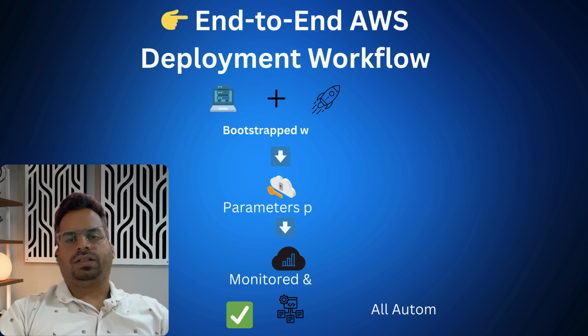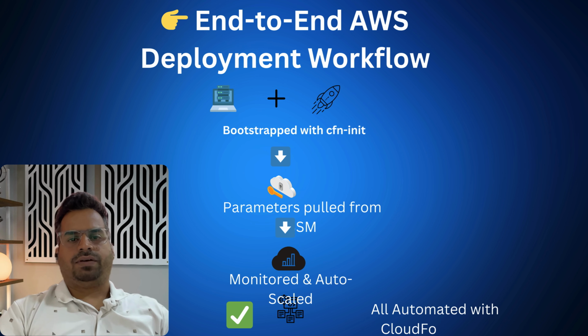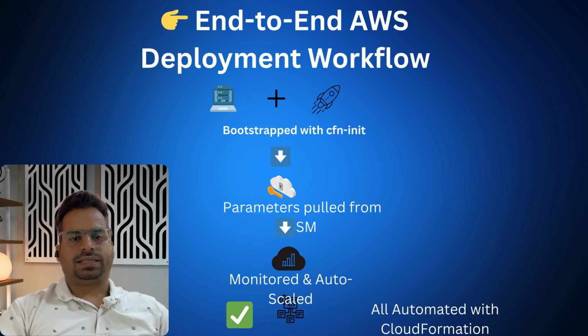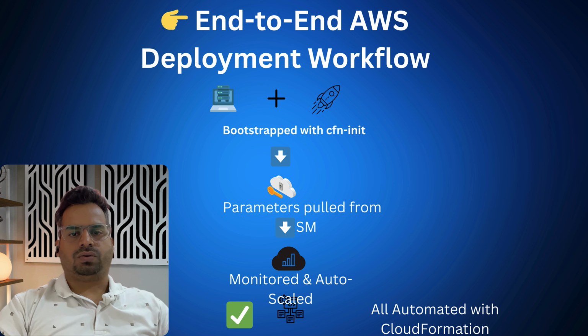So let's recap all the things we have discussed here. First, CloudFormation launches the EC2 instances, our blueprint in action. Then cfn-init bootstraps the servers, installing packages and configuring them automatically. And next, SSM Parameter Store and Secrets Manager securely provide the sensitive data values like database passwords or API keys. And finally, CloudWatch monitors the instance, collecting metrics and triggering alarms or auto scaling when needed.